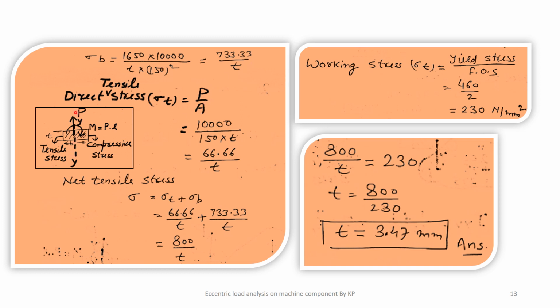Now if this is the cross section, this bending effect we have to consider, which is tensile on this fiber, and compressive stress on this fiber. And because of this direct load, there should be a direct tensile stress whose value is equal to load divided by area. The area is B into T, so 10 kilonewton is the load, divided by 150 into T, the cross section area, because the value of B is 150 here. We solve this value, and it comes out to be 66.66 divided by T megapascal.